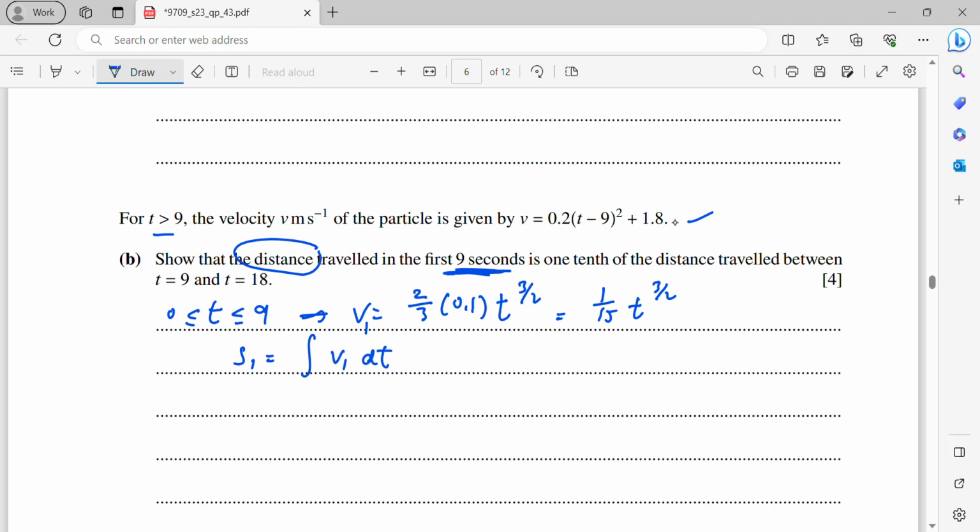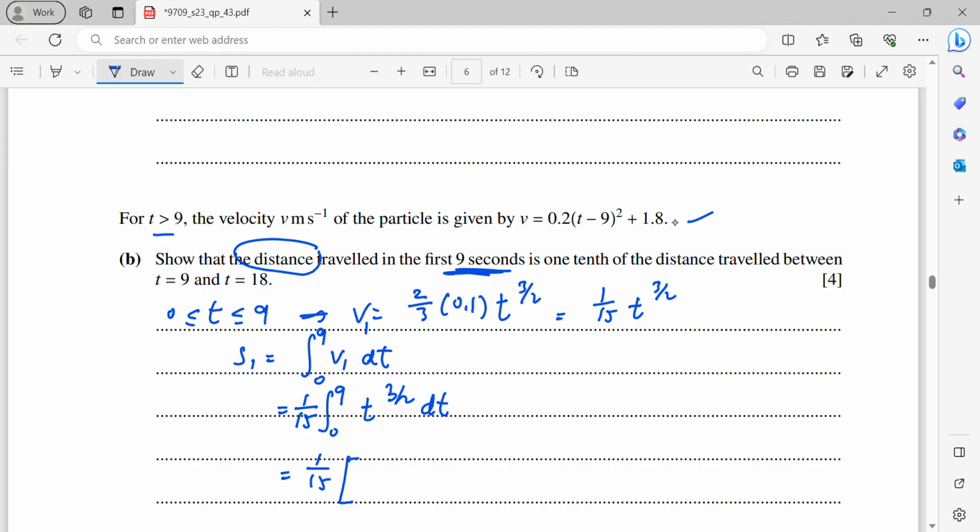Then it is defined from 0 to 9. So I will integrate the t values from 0 to 9. The 1 over 15 will be taken out. Then I will just integrate t to the power of 3 over 2. So here is going to be 1 over 15.